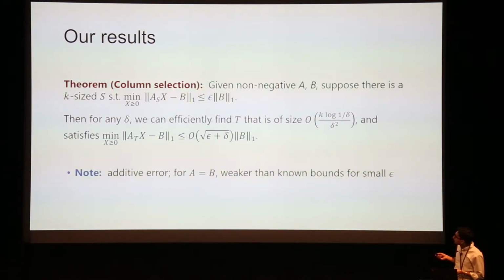One thing to note here, which is kind of a weakness of our methods, is that this is an additive error guarantee. So you have this plus square root delta that shows up. In the case when A equals B, when you have a matrix approximating itself with its own columns, this is weaker than some of the known results for very small epsilon. There are relative error bounds known in the case A equals B, so our result is weaker than that.